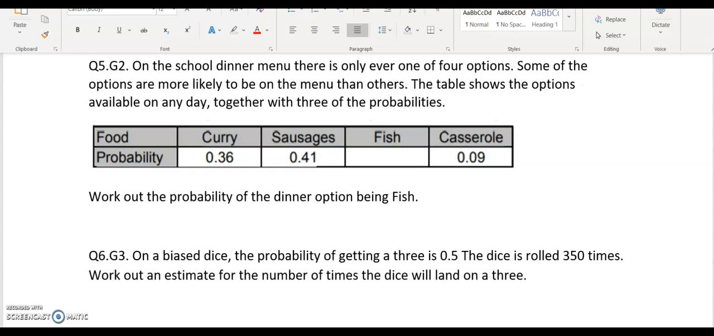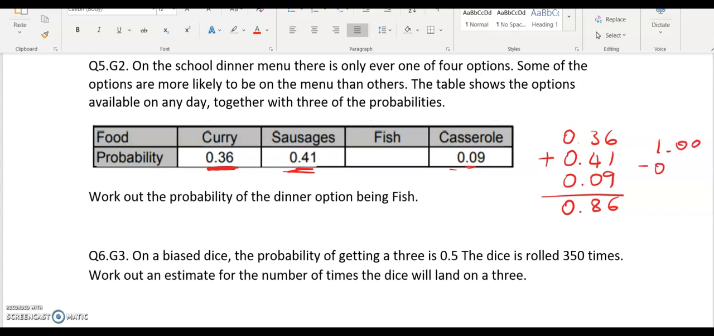So I'm going to add these 3 probabilities that I have. So 0.36 plus 0.41 and 0.09. So all together this gives me 0.86. So I'm going to take this away from 1. And gives me 0.14. So the probability of the dinner option being fish is 0.14.